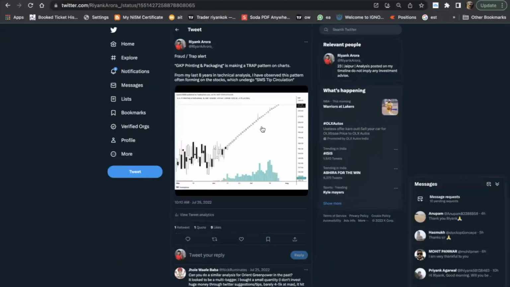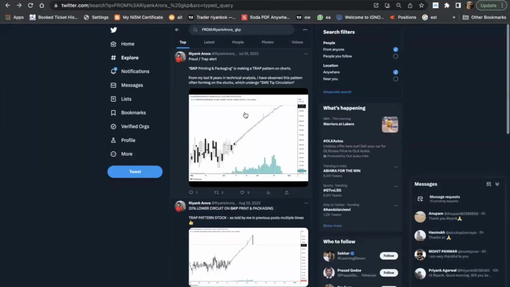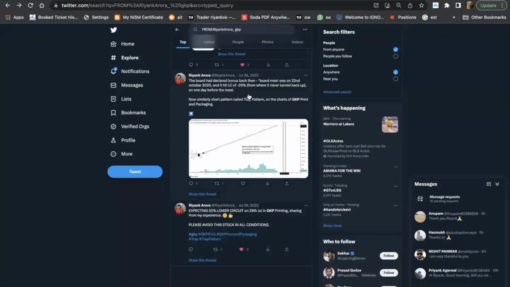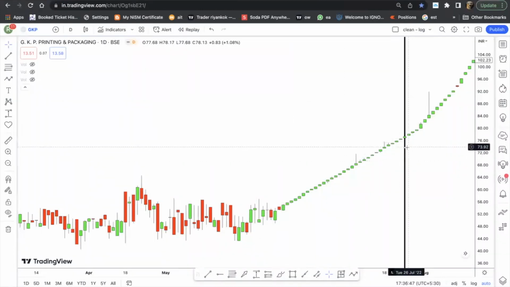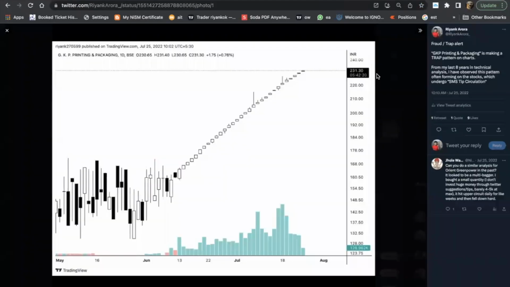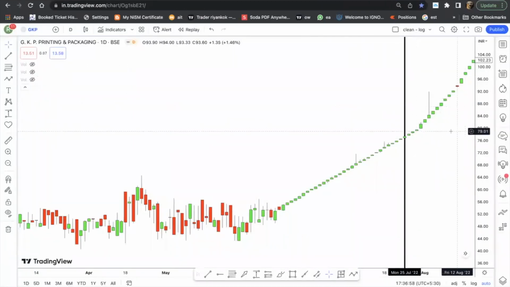And this is where I posted about GKP Printing, and I said that GKP Printing is making a trap pattern on chart and fraud is happening, tip circulation is happening. I posted a lot about this stock on Twitter handle. I even made a thread about it just to make investors aware about it. So 25th July, I posted about it. The stock was trading somewhere around 231. Then after that, this company had announced some bonus or split. That's why the price is changed here right now, 75 or something. Some bonus or split had happened because like I told you, management is also involved. So they do all these dirty tricks.